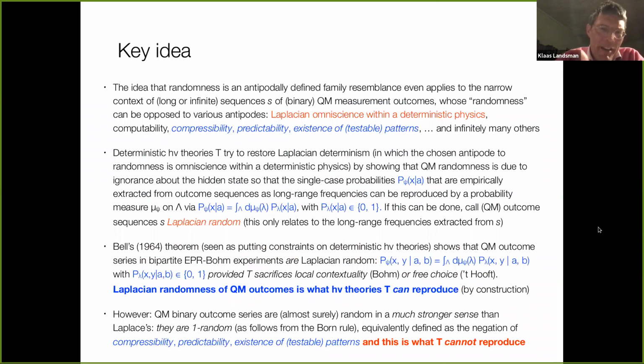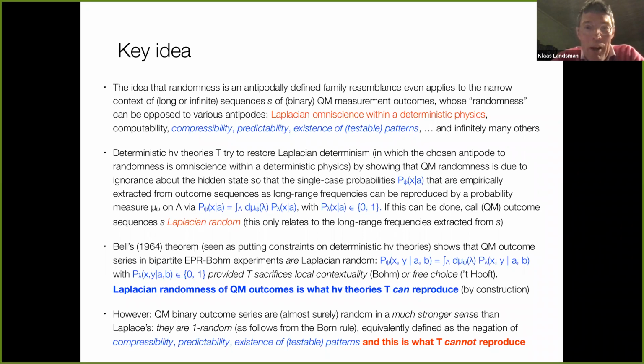And so this slide contains my main reasoning, and all the rest will unfold it, so to speak. So the idea is that randomness is a negatively or antipodally defined family resemblance. Well, of course, if you look at all instances of randomness in all the sciences and in daily life and in world history, it's almost obvious, but it even applies to the narrow context of outcome sequences of measurements, even of binary outcome sequences. So I will specialize to fair quantum coin flips, such as 50-50 Born probabilities with just two outcomes, 0 and 1. And even in that very special context, there are many notions of randomness that compete with each other and are defined negatively.